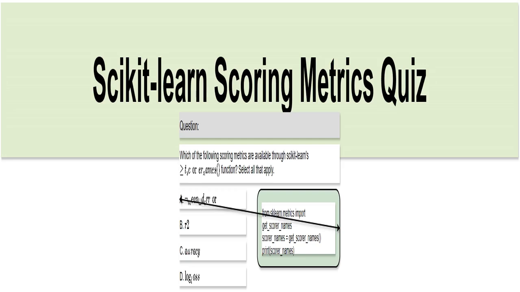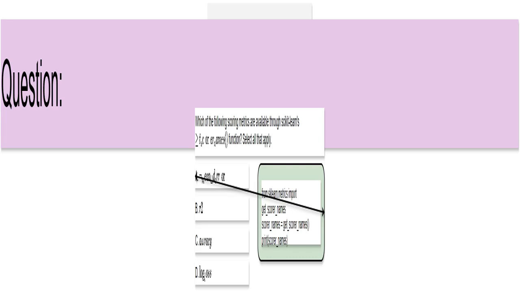This is the title of the quiz. It tells us that we'll be working with Sklearn, a popular Python library for machine learning, and focusing on its scoring metrics. This line introduces the core problem. I need to identify which metrics from a given list are officially supported by Sklearn.